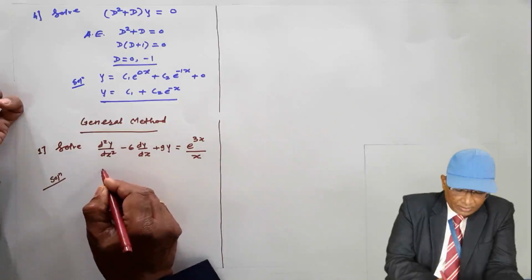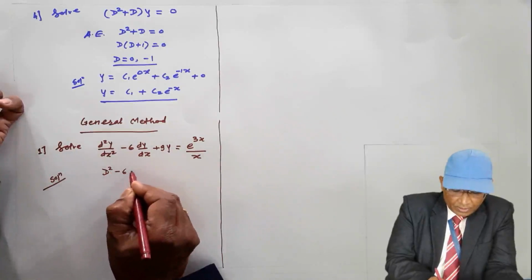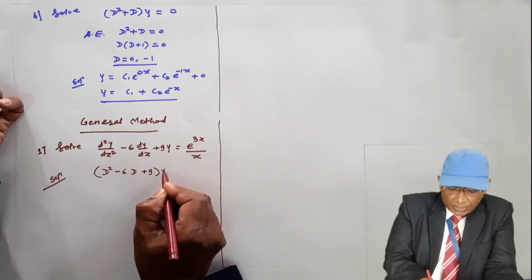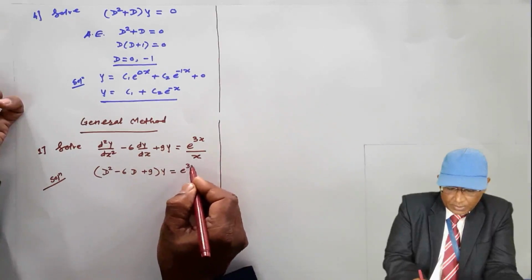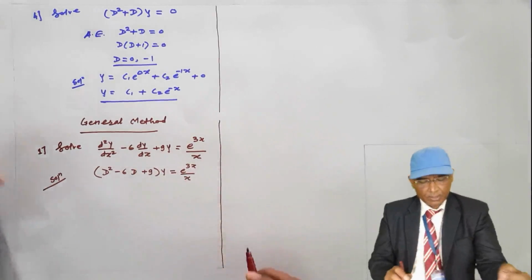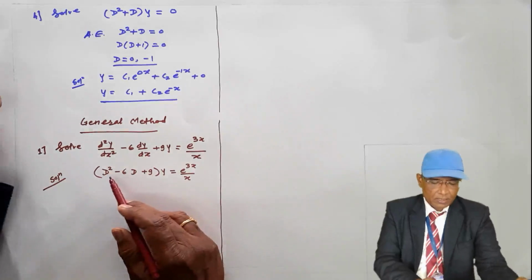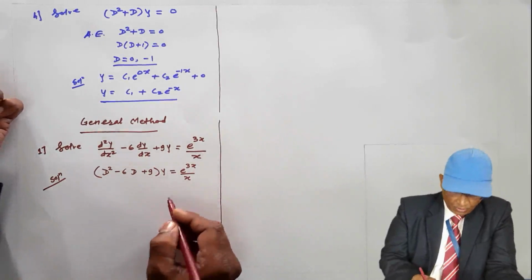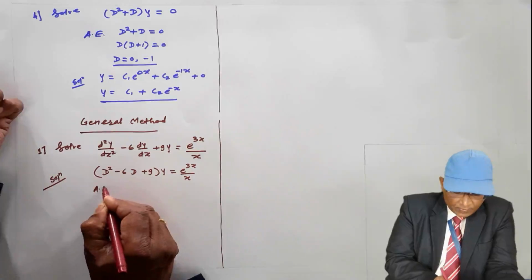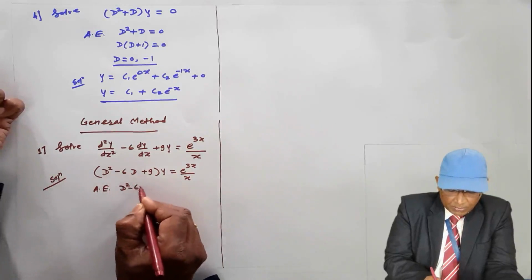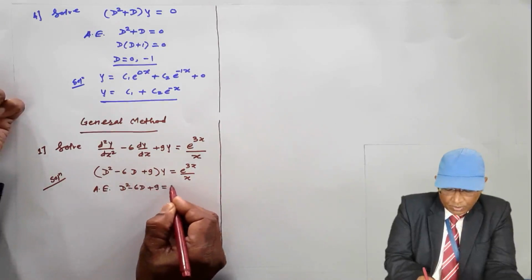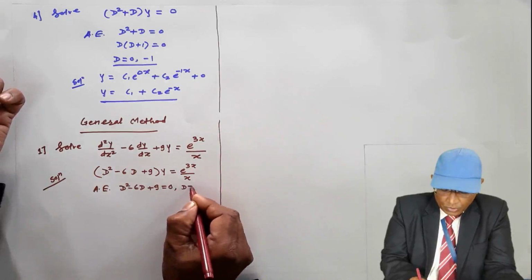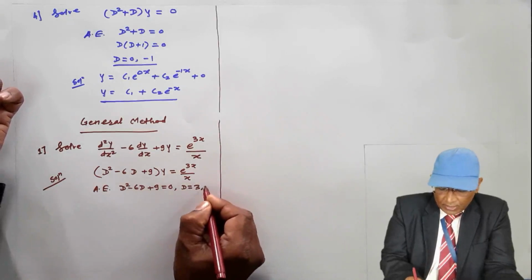For the complementary function, I am writing this equation in terms of capital D, because capital D is d by dx and capital D square is d2 by dx square. Now the auxiliary equation is D square minus 6D plus 9 equal to 0. If you find the values of D, the two values you get are D is 3 and D is 3.